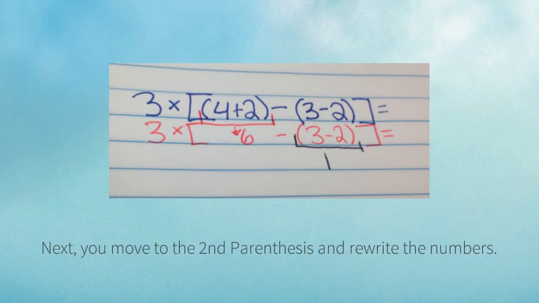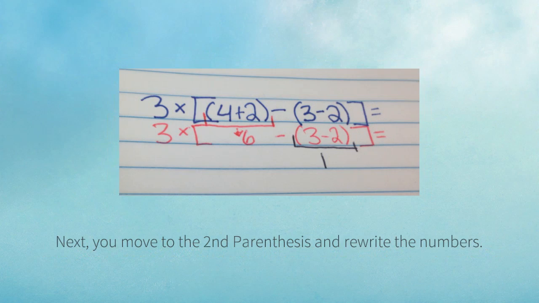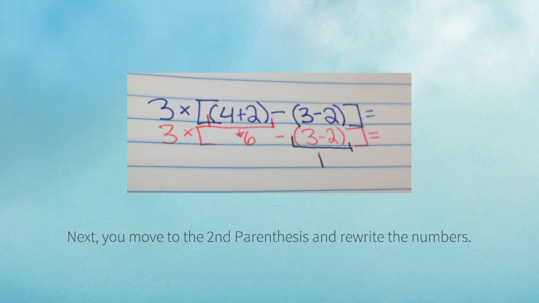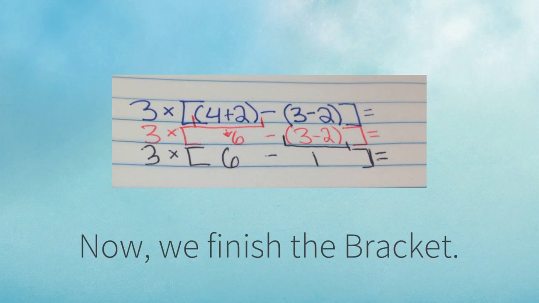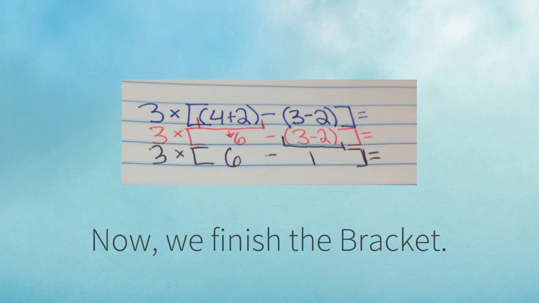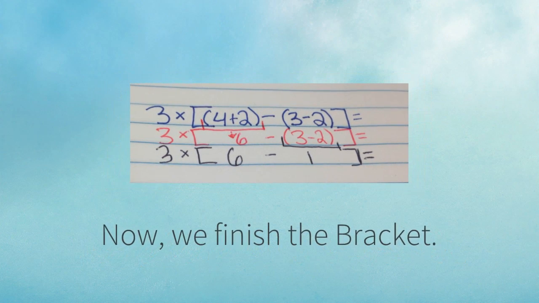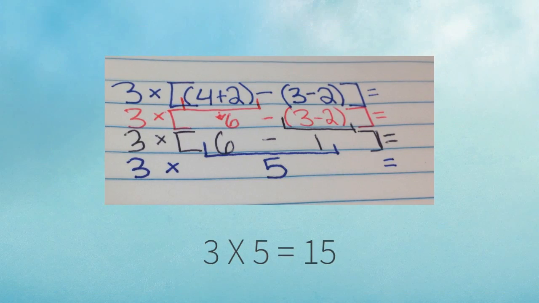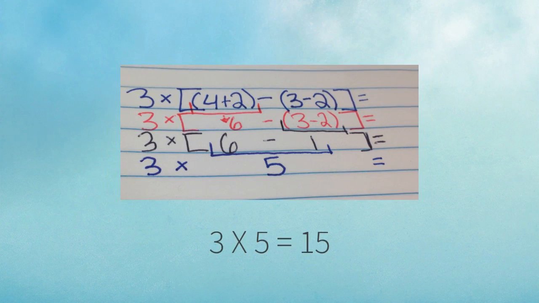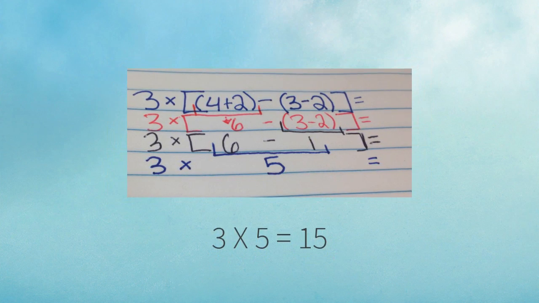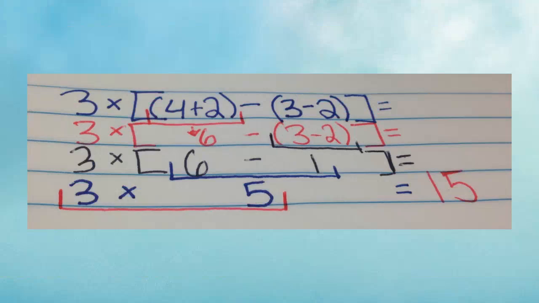Then we move on to the second parentheses. 3 minus 2 equals 1. Each time we perform an operation, we must bring down all of our remaining numbers. We are now going to solve inside of our bracket. 6 minus 1 equals 5, and we rewrite our remaining numbers.